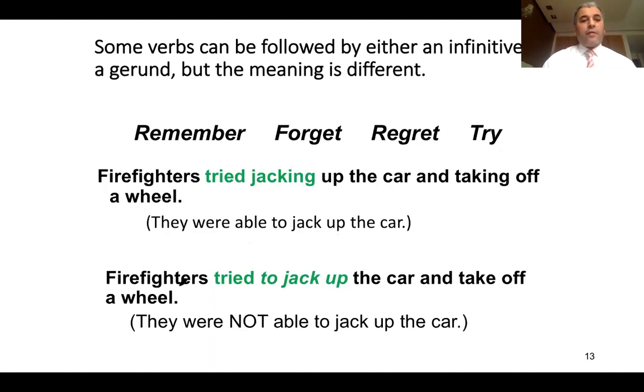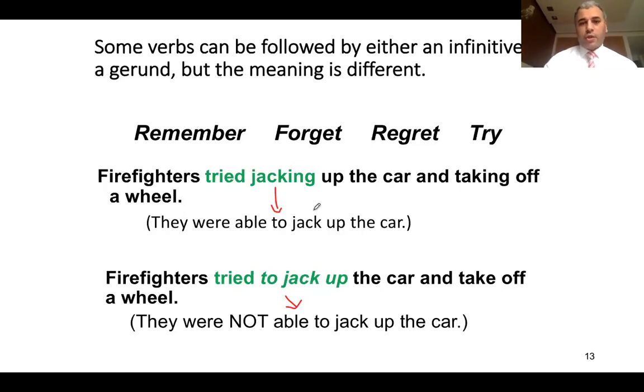Next example: firefighters try to jack up the car and take off a wheel. Now here, the meaning is that they were not able to jack up the car. So when you use an infinitive, this is the meaning that you have. When you use a gerund, this is the meaning that you have. These are two different meanings, so you need to be careful about what type of meaning you have, okay?